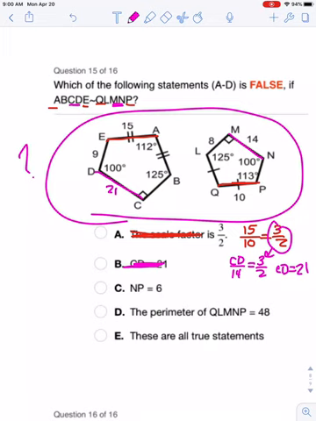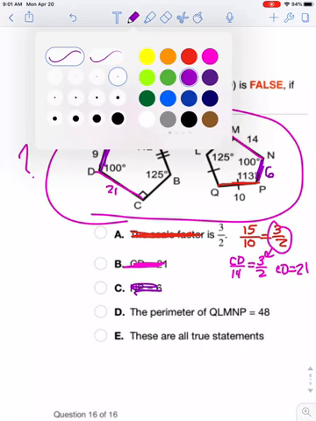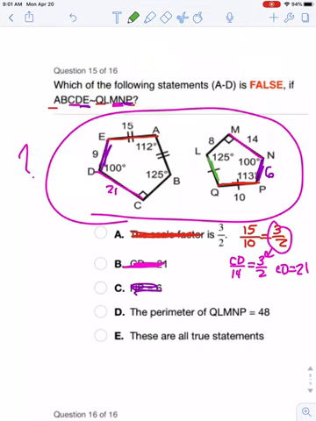NP is 6. So NP corresponds to DE. And again, we could set up a proportion, but ultimately, yes, we would get 6. The perimeter of QLMNP is 48. So let's see. So we need one more side. We need LQ. LQ corresponds to AB.